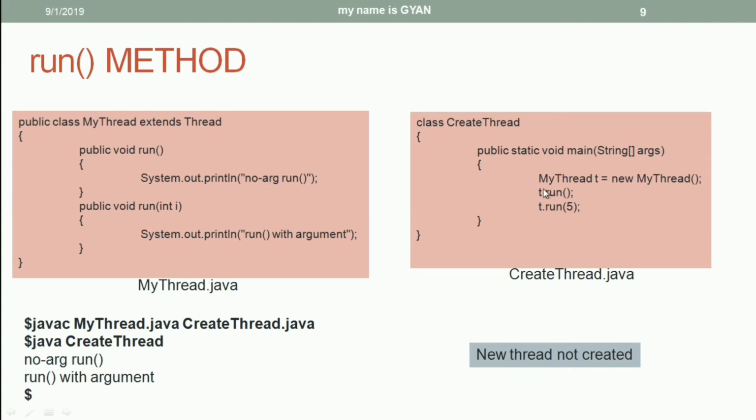Here in this case, we are calling t.run and then we are calling t.run with 5 as its argument. Here both the run methods will execute in the main thread, because a new thread will not be created just because we are not calling the start method. That's why these two run methods will execute in the main thread. When we call t.run, it will print no arg run, and when we call t.run with 5 as its argument, it will print run with argument. Therefore, hopefully you got my point.